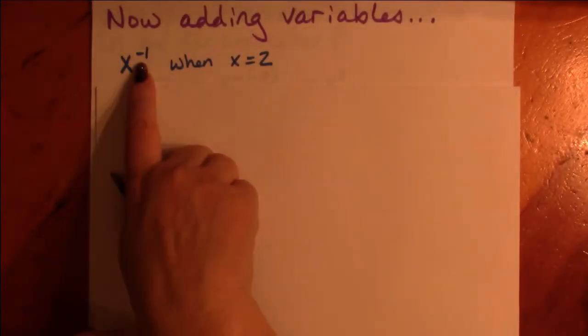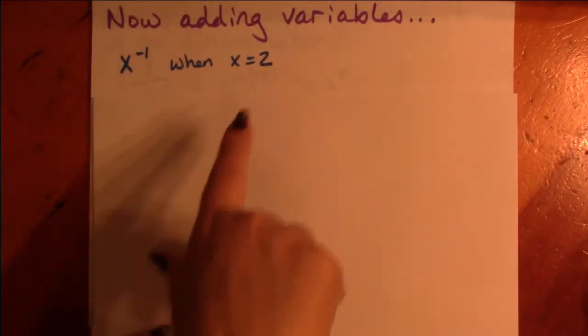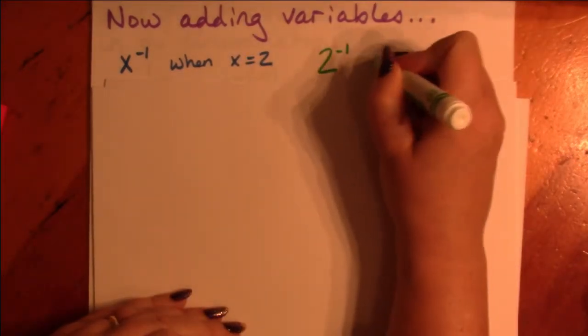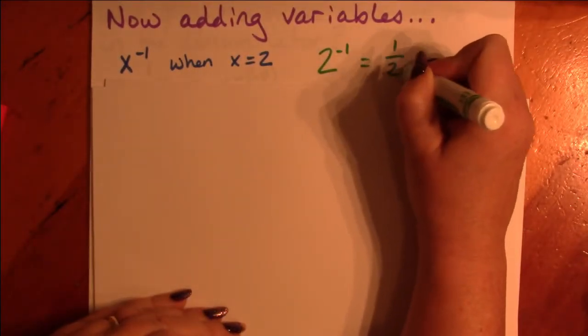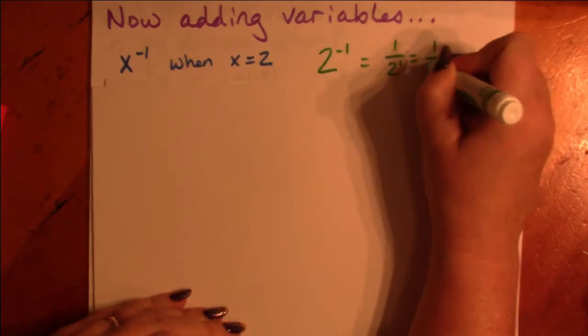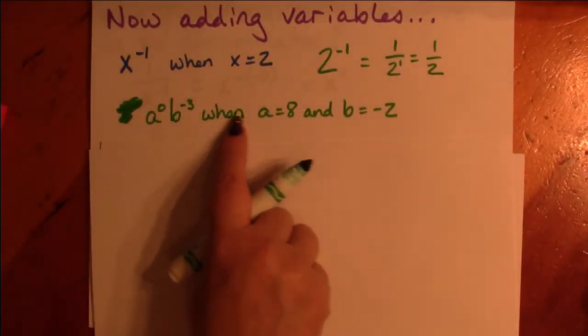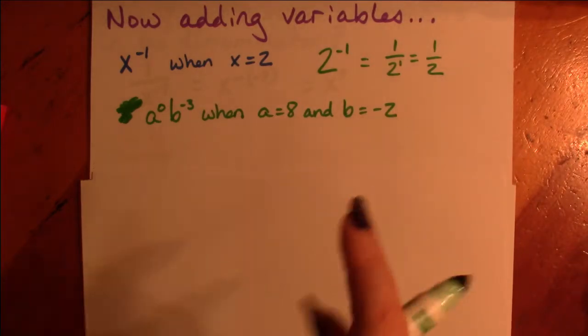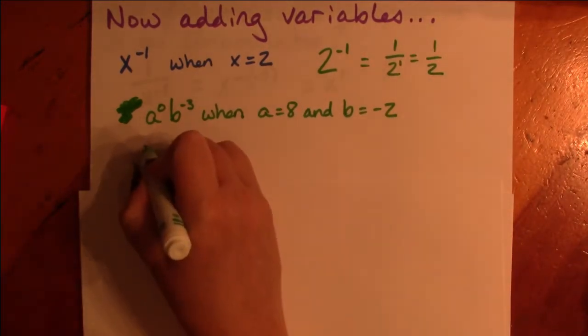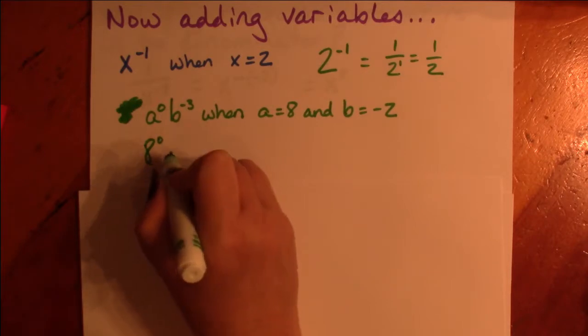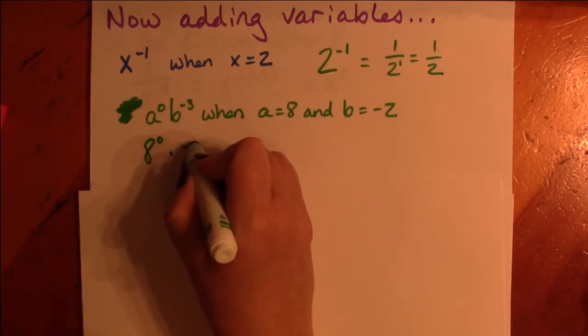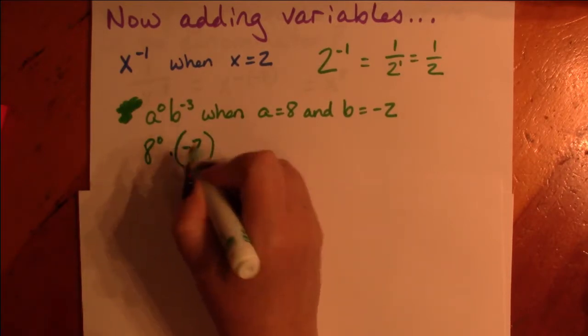What is x to the negative 1 when x equals 2? Well, that's 2 to the negative 1, which is 1 over 2 to the 1, which is 1 over 2. How about a to the 0, b to the negative 3 when a is 8 and b is negative 2? We're going to substitute those numbers right in. 8 to the 0 times b, and b equals negative 2.